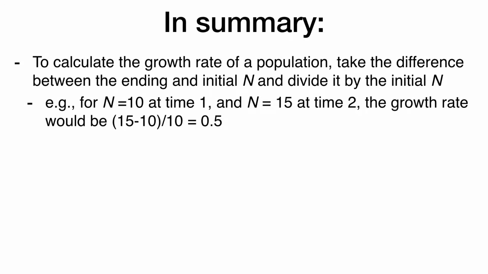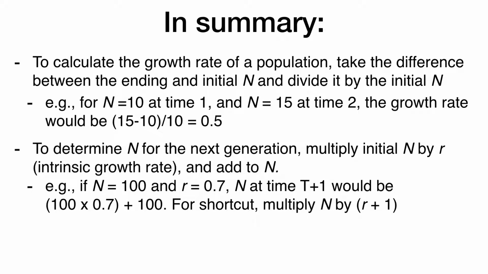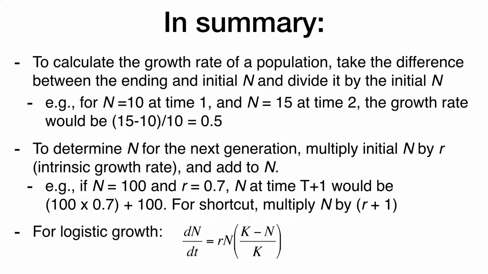That's the general idea. So in summary, to calculate the growth rate of a population, you need to take the difference between the ending and initial n and divide it by the initial n. And there's an example for you there. Another one, to determine n for the next generation, you've got to multiply n by r and then add that to n. And there's a shortcut which involves multiplying n by r plus 1, and that basically just takes into account adding back the n into your population. And then for logistic growth, that carrying capacity is keeping that population size in check.